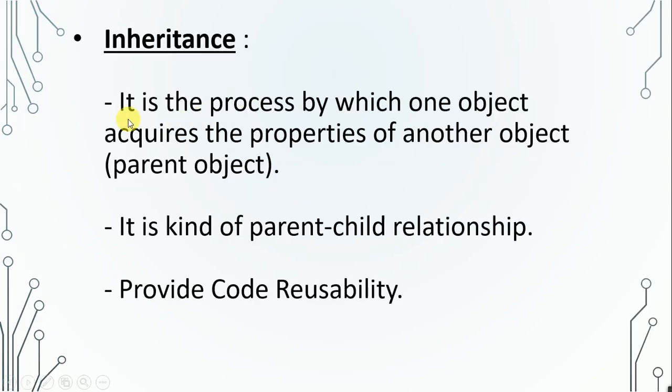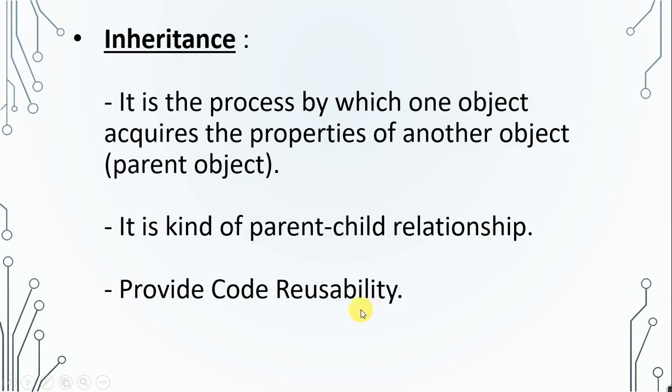The formal definition says it is the process by which one object acquires the properties of another object, and this other object is nothing but our parent object. So it is kind of a parent-child relationship, because a child can acquire the properties of its parent, or a child can have some of the properties of its parent. Then it provides code reusability.